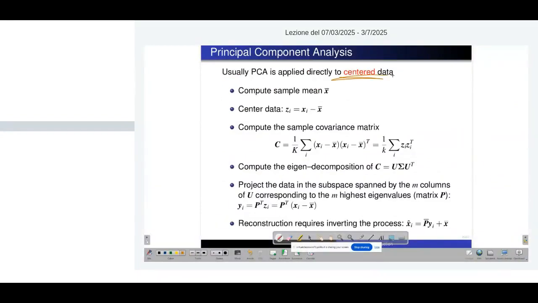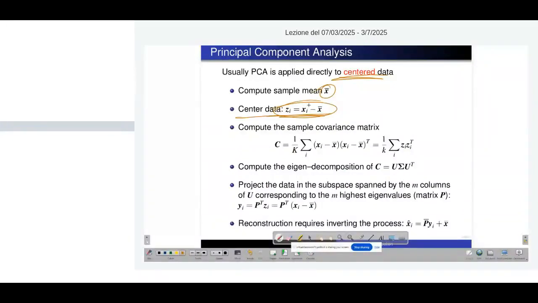We said that we apply PCA directly to centered data. So typically, we will start by computing the dataset mean, then we will center all the data, both the training data and, if we need, the evaluation data. They will also need to be centered in this way. We are moving our coordinate system so that the origin corresponds to the mean of the training set. Training is important: not the mean of the data, but the mean of the training data.